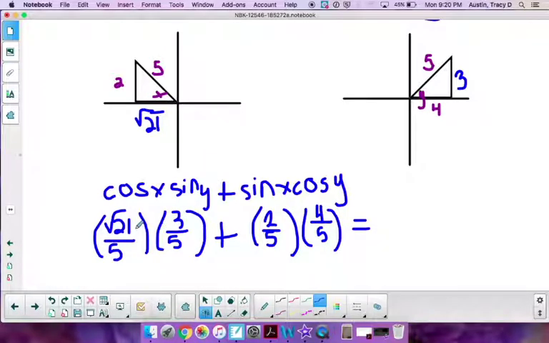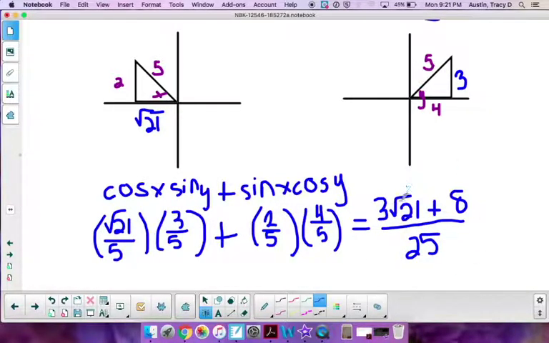And that's 3 times root 21 plus 8, and you can't simplify that anymore. So 3 root 21 plus 8, and that's going to be all over 5 times 5, 25. And that is the exact value of adding those two angles together.